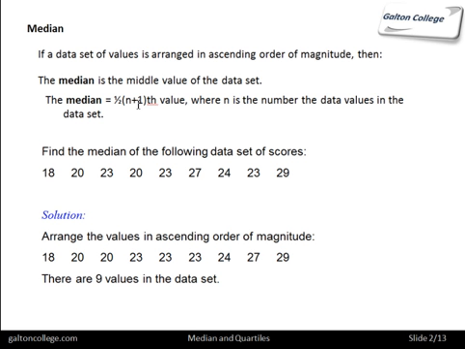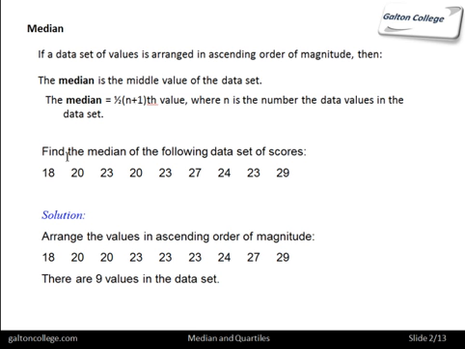Now I know there isn't a 5.5th item. There's a number 5 and there's a number 6, but the one in between would be the median. We'll see how that works out in a second. Essentially what we're doing is just looking for the middle number when we organize in sequence.